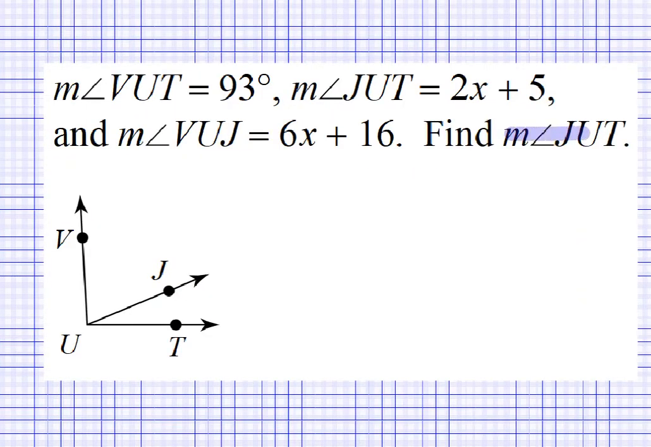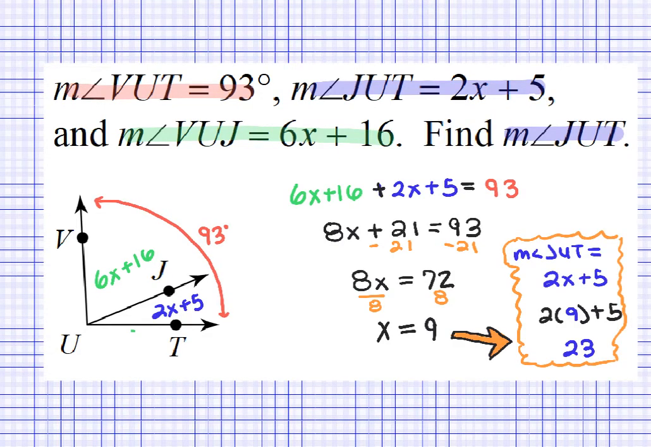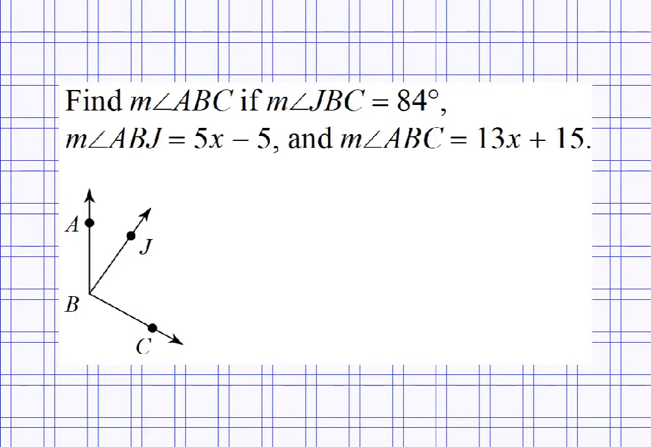Find the measure of angle JUT. If the measure of angle VUT is 93 degrees, the measure of angle JUT is 2x plus 5, and the measure of VUJ is 6x plus 16. Find the measure of angle ABC. If the measure of angle JBC is 84 degrees, the measure of angle ABJ is 5x minus 5, and the measure of angle ABC is 13x plus 15.